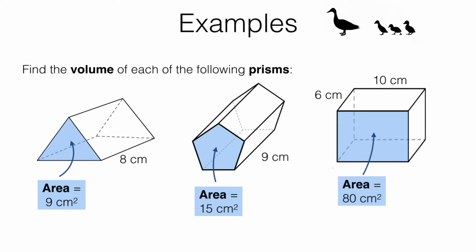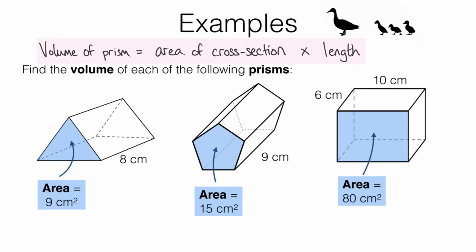Now, the formula you need is that the volume of a prism equals the area of the cross-section multiplied by the length. Let's have a look at this first one.